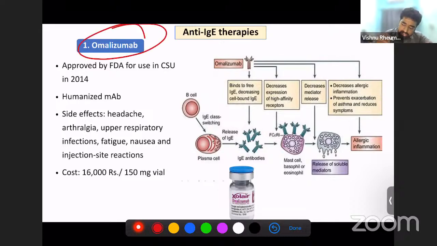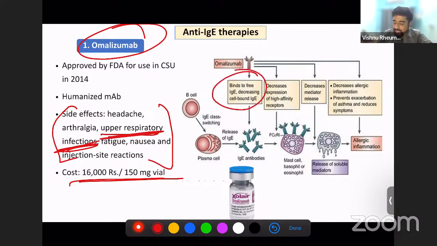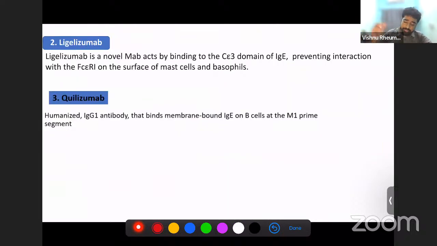That is omalizumab, which is actually quite costly. And these are the side effects that are there. The main thing that has been asked is upper respiratory infections that can occur. It can bind to free IgE, it can bind to bound IgE, decreases expression of high affinity receptors of IgE, decreases mediator release by the mast cells, and all of these lead to decreased allergic inflammation, which is the basic mechanism of action of omalizumab.